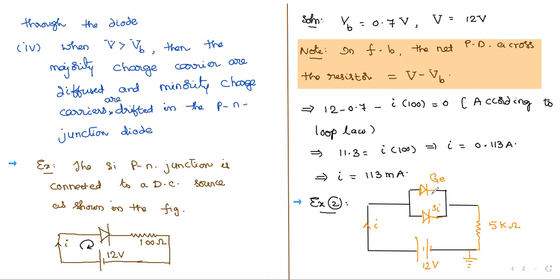I think here, what is the barrier potential for germanium? 0.3. Silicon 0.7. Correct? Suppose after reaching the barrier potential 0.3, first of all it will send some current, na? Yes sir. At that time directly you can find the current, na? Yes sir. This is not sending. Why? Because the barrier potential up to here is 0.7, it won't send. In parallel you have to remember that the potential should be the same, correct?